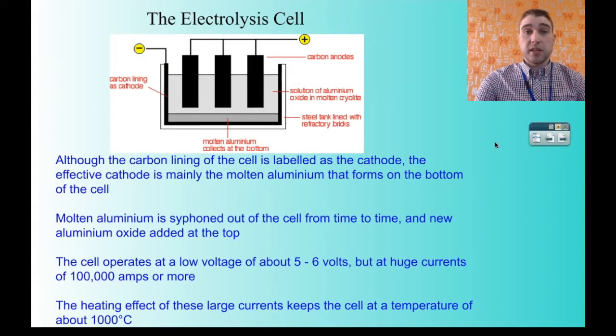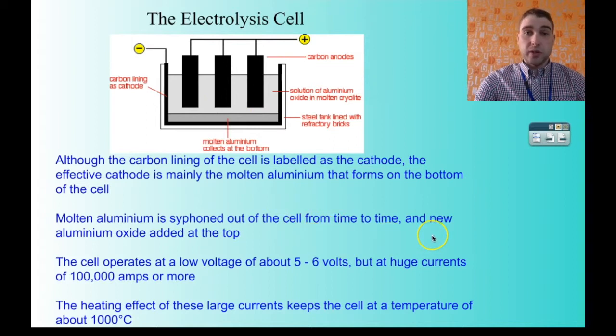The aluminium oxide cryolite mix is then put into the electrolysis cell, which looks like this. You have a carbon lining. That's the cathode, and then you have the anode, which is dipping in. Now I've labelled the metal lining as the cathode. It's not really. The aluminium in there that collects at the bottom acts as the cathode. So the electrolysis occurs. You get the aluminium ions being reduced to aluminium metal. That sinks down to the bottom, and then that's tapped off.